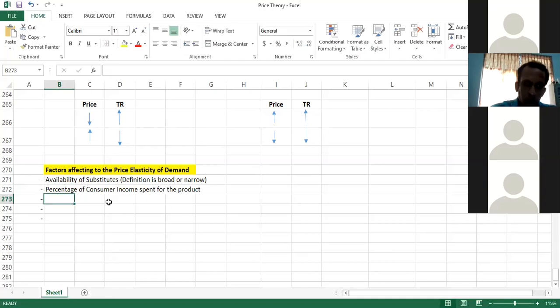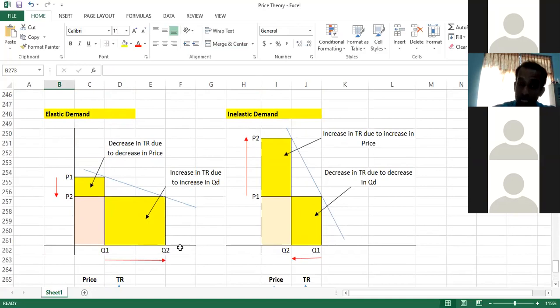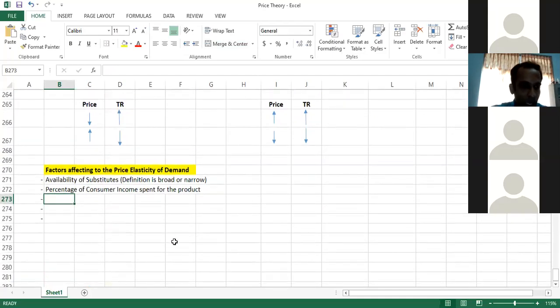And for all the products, when the price increases, our response will not be the same. Some products are there, even if the price increases, we have to buy. Some products are there, if the price increases, we can manage. What is that factor? Whether the product is luxury or necessary. So that is another main factor affecting the price elasticity: whether the product is a luxury product or a necessary product. We also use the term essential product.